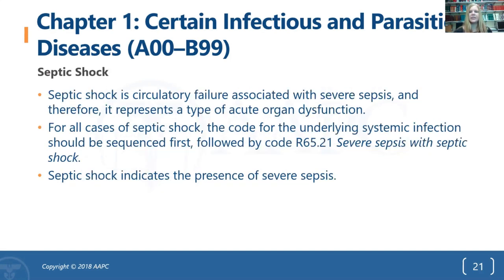Septic shock is a circulatory failure associated with severe sepsis, and it is represented by a type of acute organ dysfunction. For all cases of septic shock, the code for the underlying systemic infection should be sequenced first, followed by the code R65.21 for severe sepsis with septic shock. Septic shock does include the presence of severe sepsis. Any additional codes for other acute organ dysfunctions should also be assigned. The sepsis guidelines are pretty technical, and you have to reference them pretty frequently until you become more familiar with those rules.